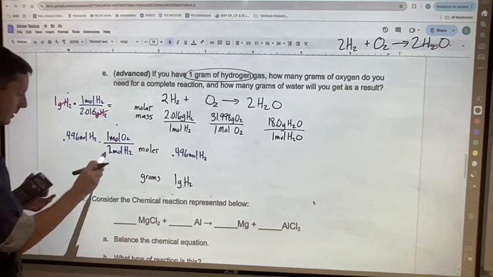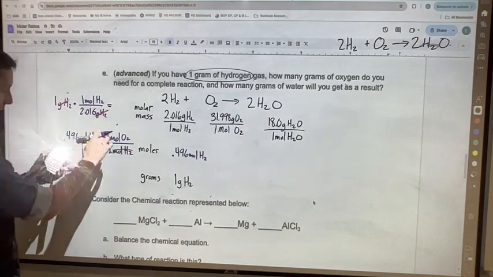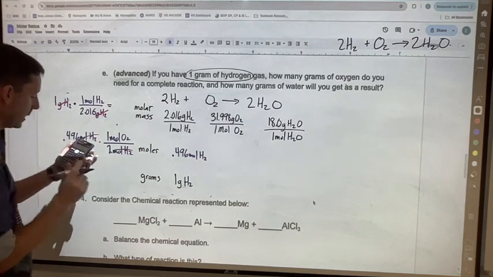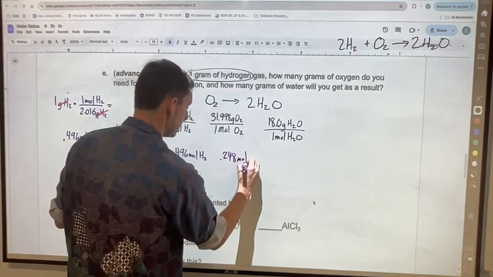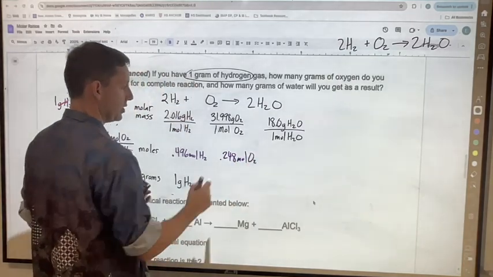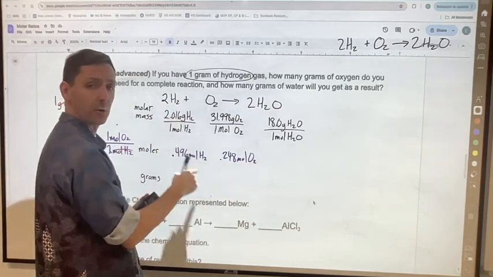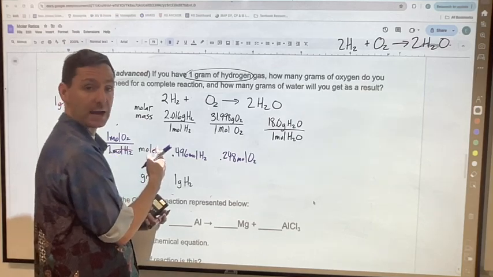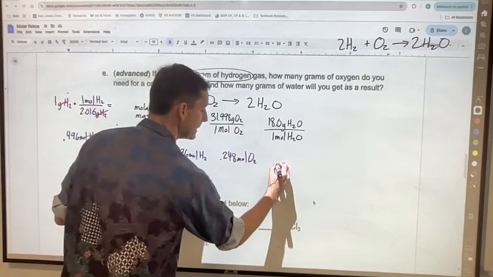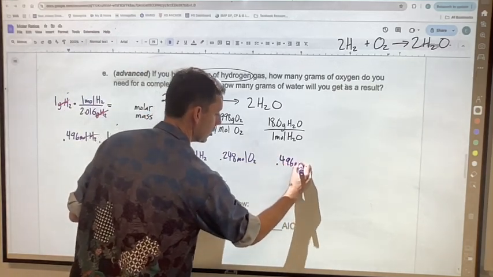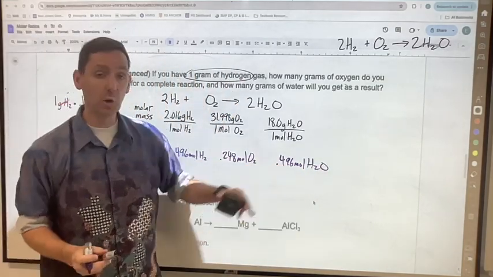Again, we can get the moles of H2 to cancel out, and so we'd have 0.496 times 1 divided by 2, and so I get 0.248 moles of O2. And then you'll notice that the moles of H2O is the same as the moles of H2, so I could use a ratio if I wanted. I could do the same thing, or I could just say, well, I know that I have the same number of moles of these two, so if it's 0.496 moles of H2, it's going to be 0.496 moles of H2O. So now I have the moles of everything.